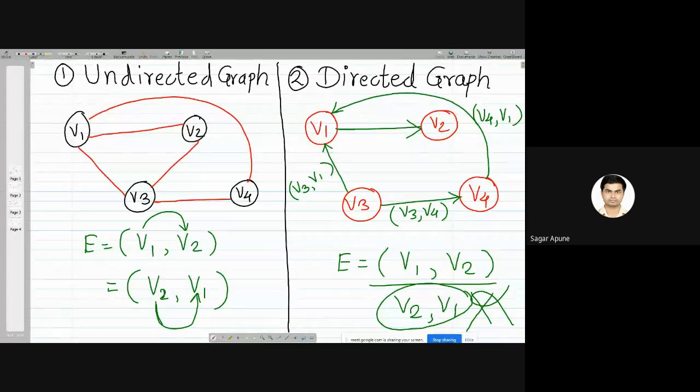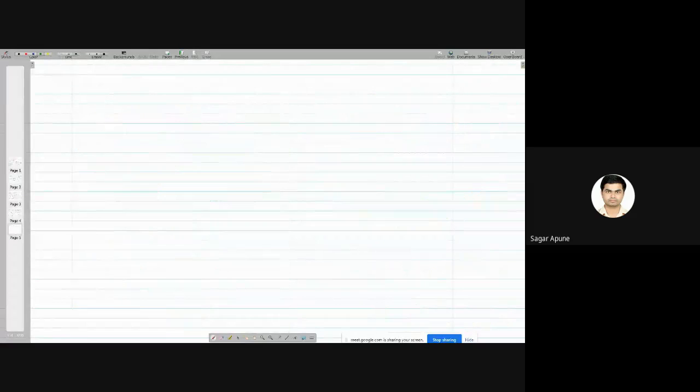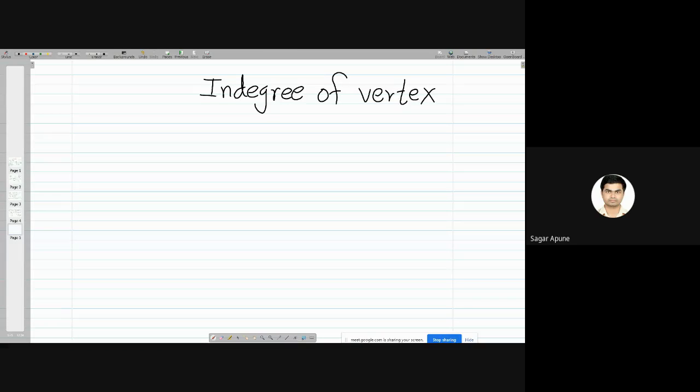Okay. Then the next terminology of graph is in degree. Same terminology in tree also. In degree of vertex.